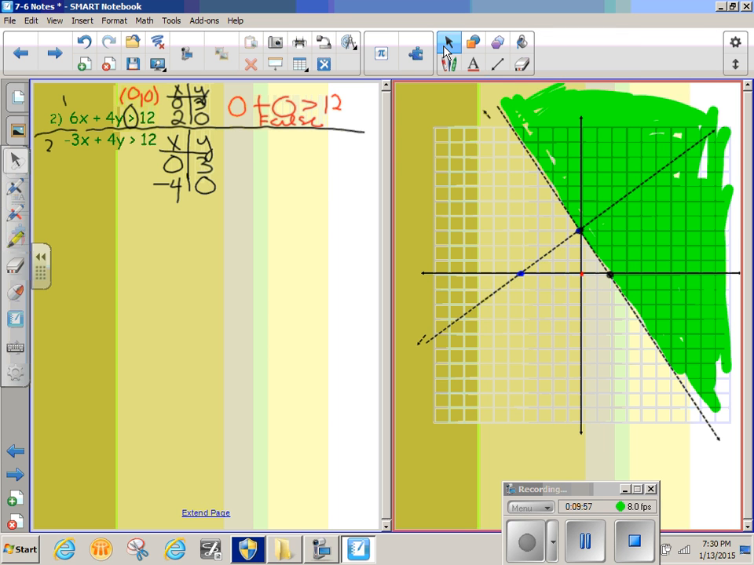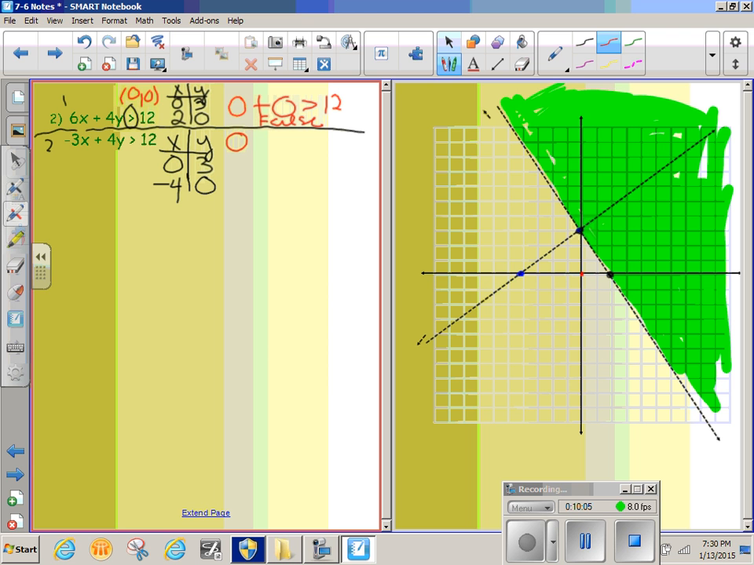Last step, we want to determine which side of the line we are going to shade on. Can I use 0, 0? Sure, I can. So once again, when I substitute in 0, -3 times 0 is 0, plus 4 times 0 is 0, is greater than 12. Well, if it was false last time, it's probably false this time. So don't shade at 0, 0.